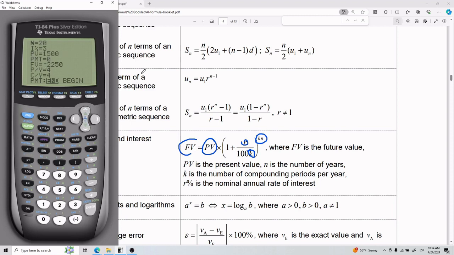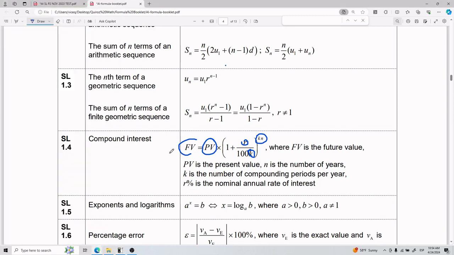Interesting. So PMT is the payment per month, or the monthly payment, if you want to memorize it like that. And the compound interest formula that they give you has no PMT. You have no PMT here. And so this formula only works if there's no PMT. So that is difference number one, the no PMT thing.